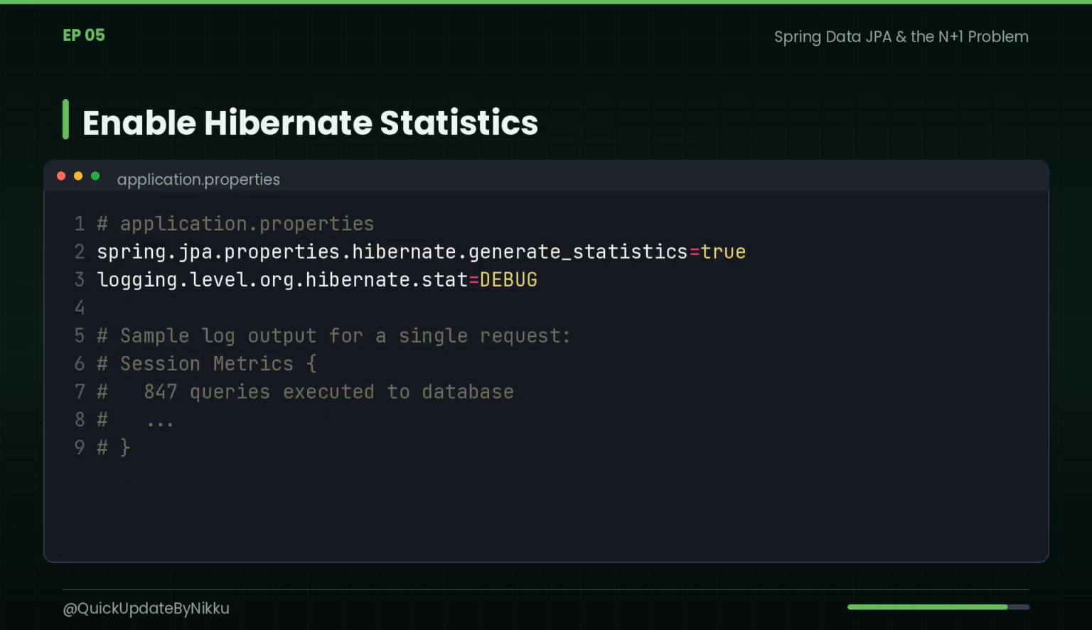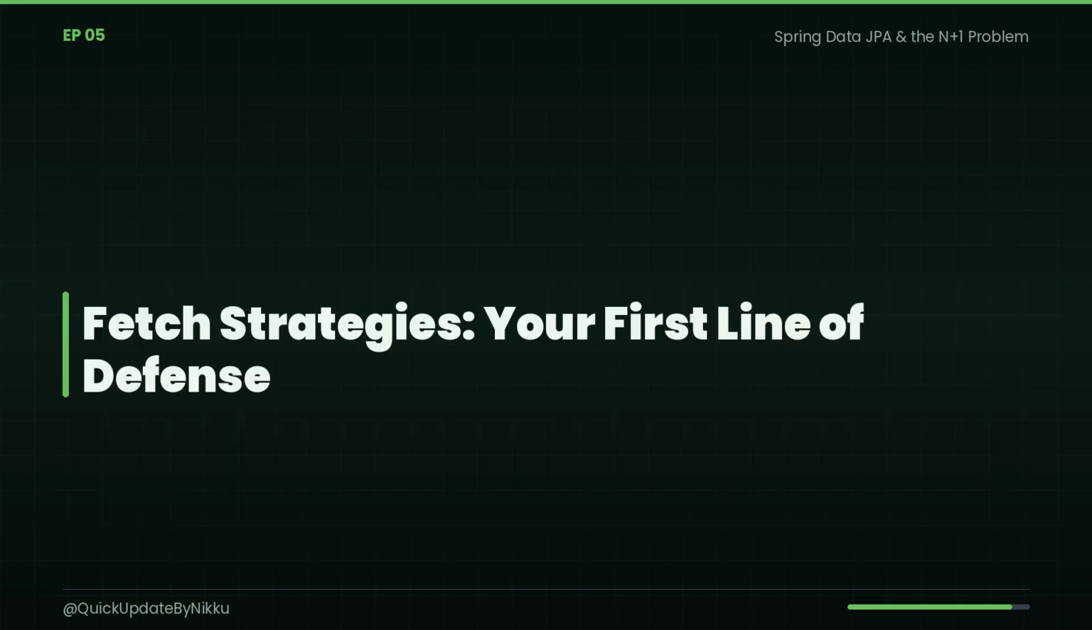Hibernate's built-in statistics surface the total number of SQL statements executed per session. When you see 847 queries logged for what should be a simple list endpoint, you know you have an N+1 problem, and you know exactly which request triggered it. This is a zero-dependency diagnostic that works in any Spring Boot application with a 2-line configuration change. With detection covered, we move into solutions.